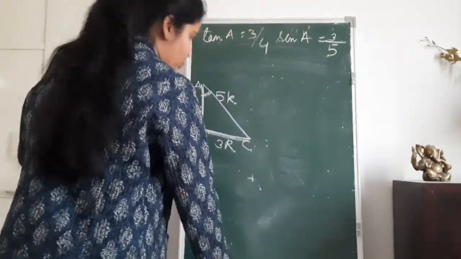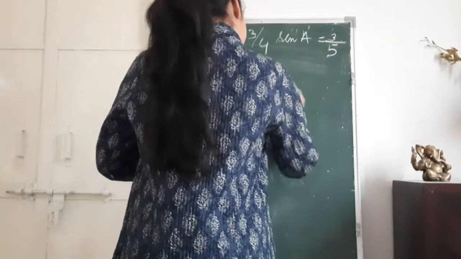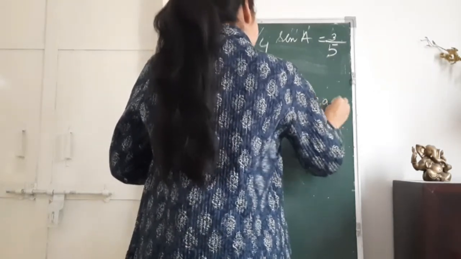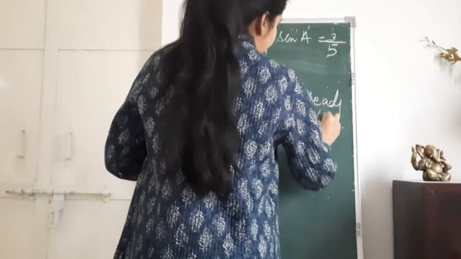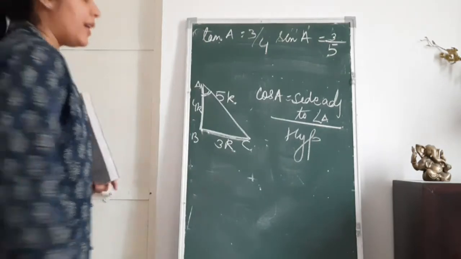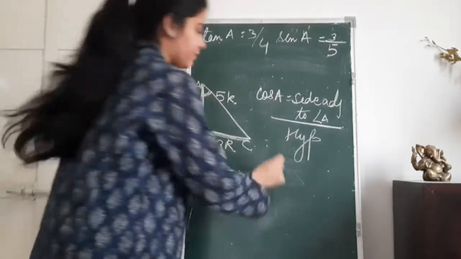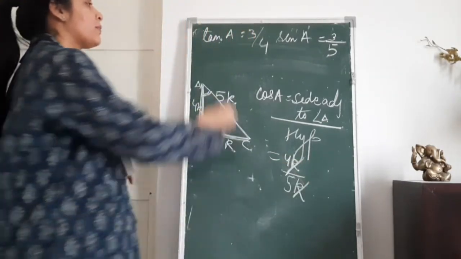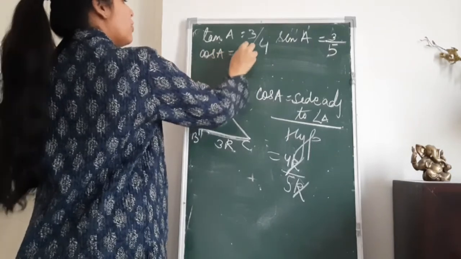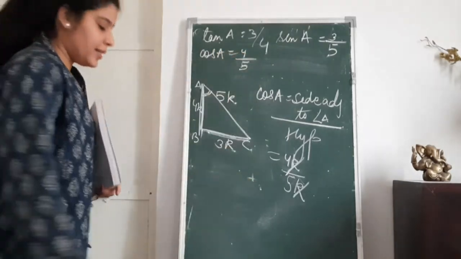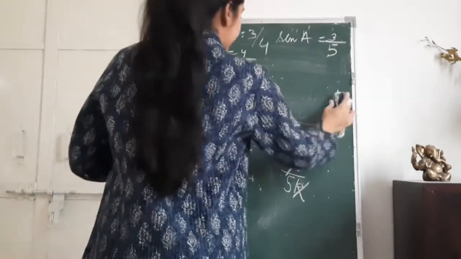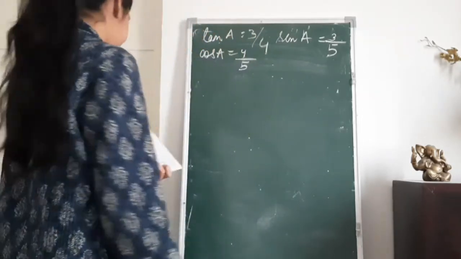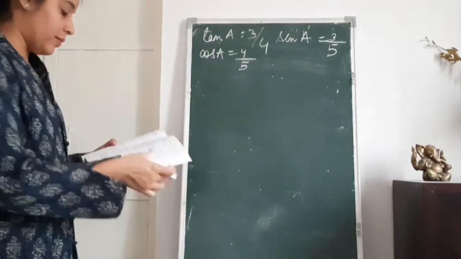What will be cos A equal to? Side adjacent to angle A upon hypotenuse. Which side is adjacent to angle A? 4k. And hypotenuse is 5k. K cancels. I get cos A as 4 upon 5, right? Now we put this in our question.